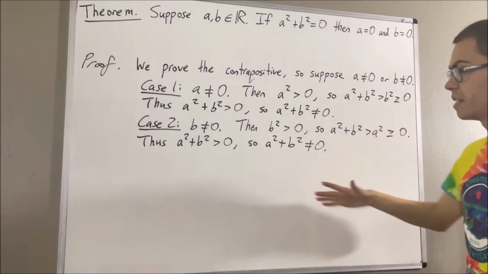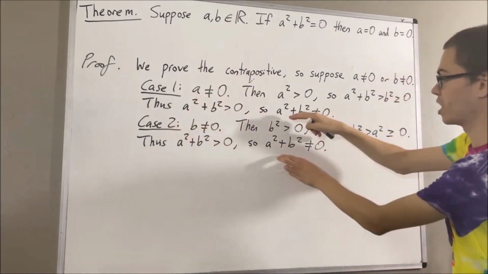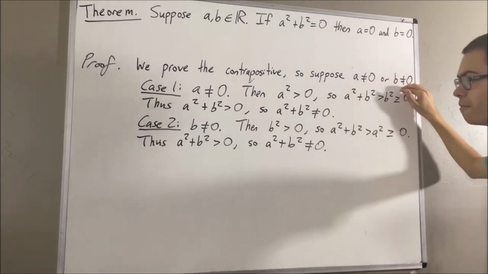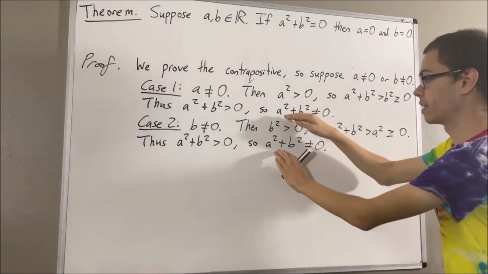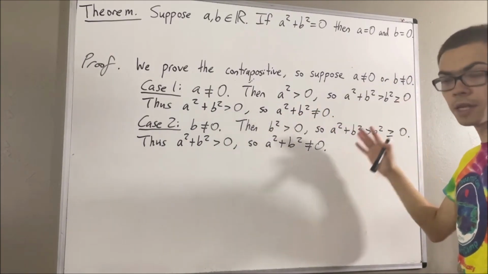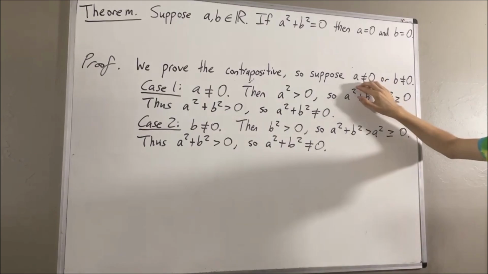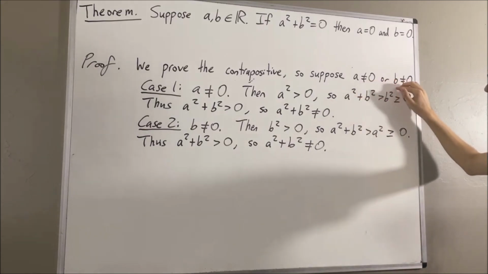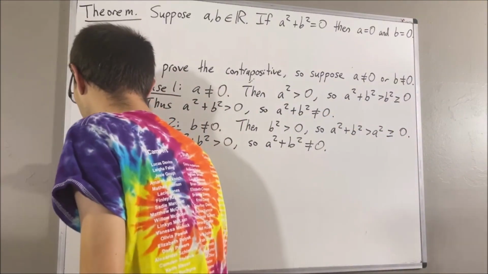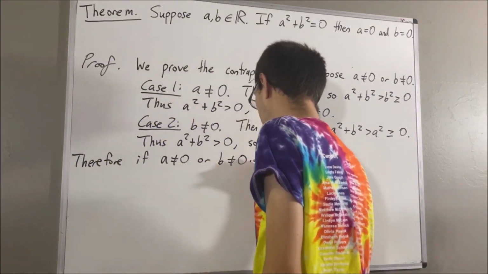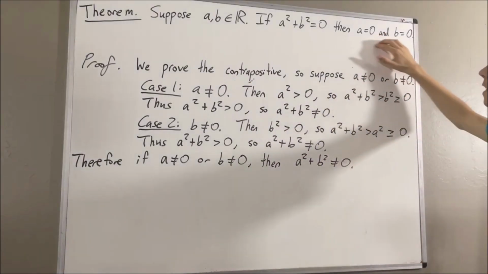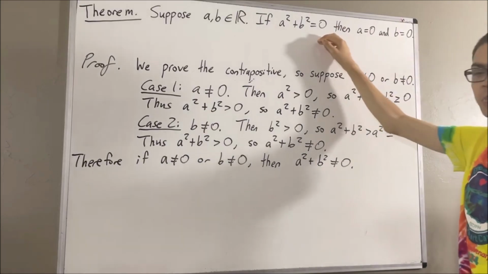So what we see here is, in either case, we have that a squared plus b squared is not equal to 0. So no matter which case we have, it will always be the case that a squared plus b squared is not equal to 0. So this must be true. And therefore, if a is not equal to 0 or b is not equal to 0, then a squared plus b squared is not equal to 0. And so, we have shown if this is false, then this is false.